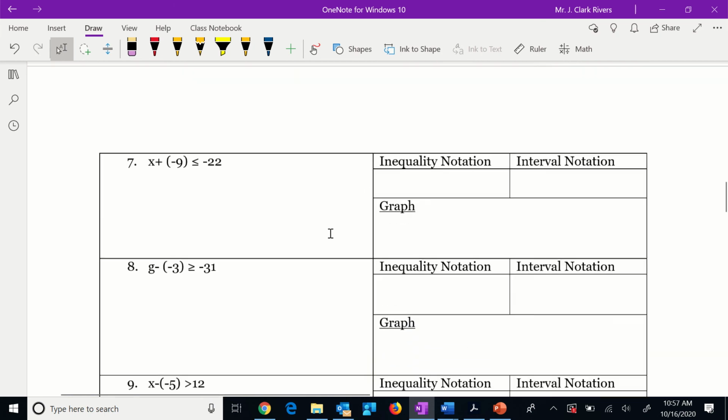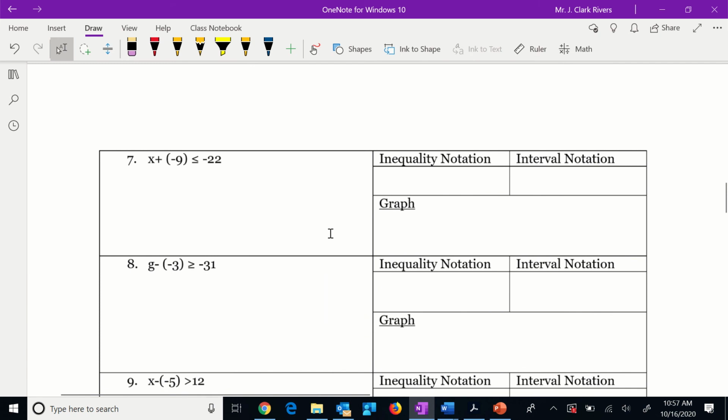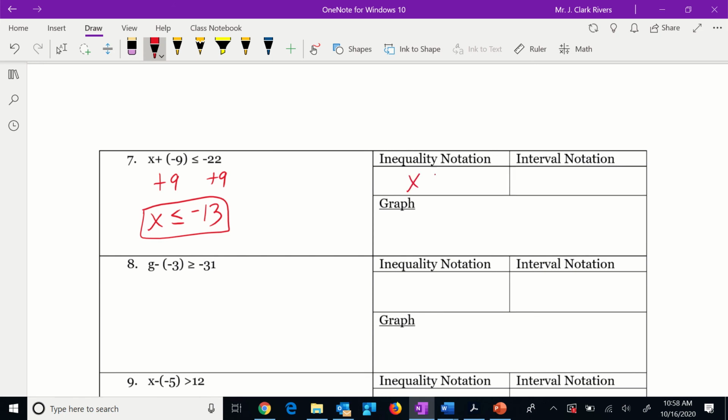Next one, x plus negative 9. Again, if you understand this, please work this out on your own, but check your answers once you're finished and watch this on the problems that you missed. X plus negative 9, we want to get x by itself. So what's the inverse of adding negative 9? Just adding 9. We add 9 to both sides. X is less than or equal to negative 22 plus 9, which is negative 13. So x is less than or equal to negative 13. That is our inequality notation. Our variable is on the left side. We now go to graph this.